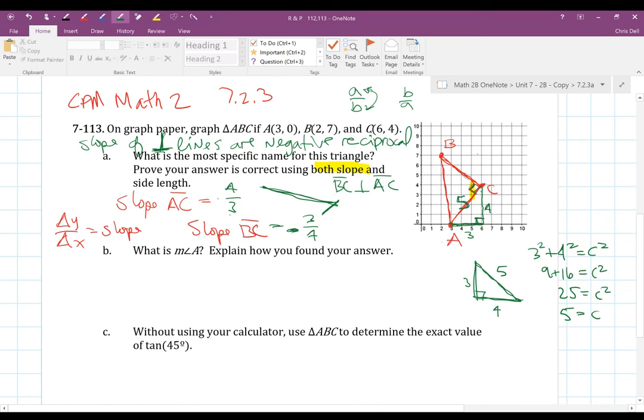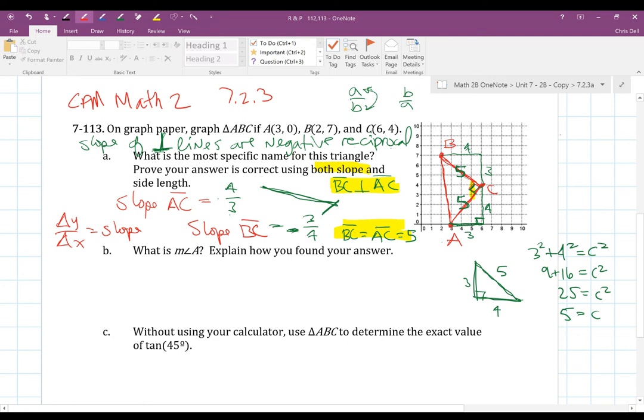And if I do the same thing, draw another right triangle on this side, we also have a 3 and a 4. So that's also a 3, 4, 5. So right away, I can see that BC is equal to AC, right? Because they both are equal to 5. So I've got some information. I can see that those are equal. I can see that those are perpendicular. So I have an isosceles right triangle. So the name of this triangle would be an isosceles right triangle.